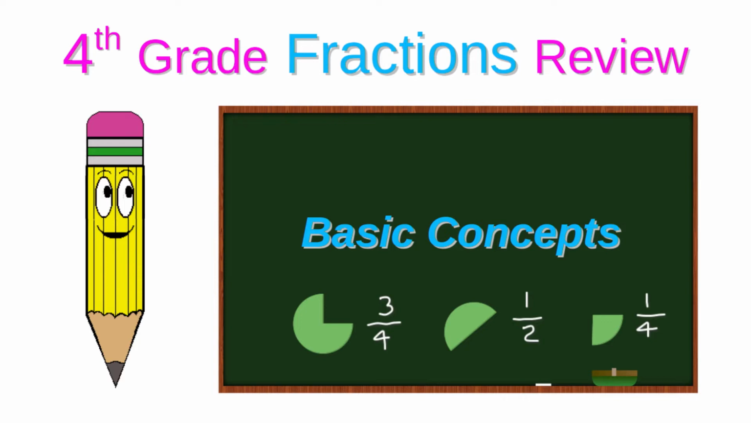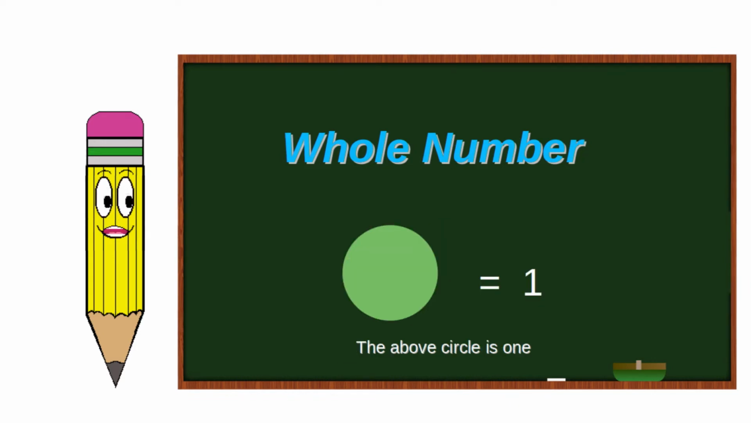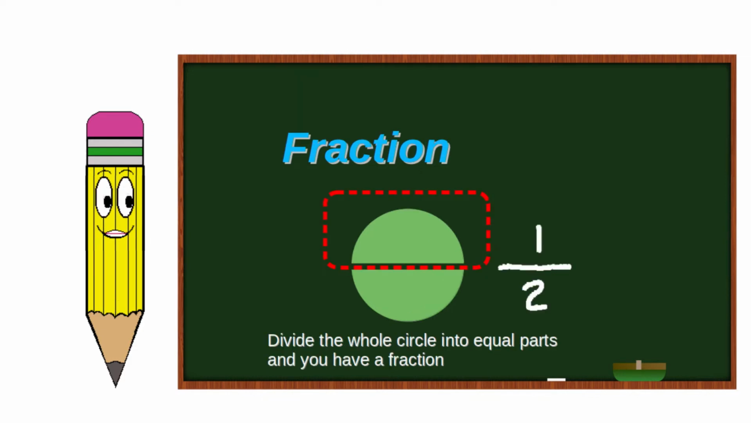4th grade Fractions Review. Basic concepts. Whole number. A whole number is a complete unit. The above circle is 1. Divide the whole circle into equal parts and you have a fraction.